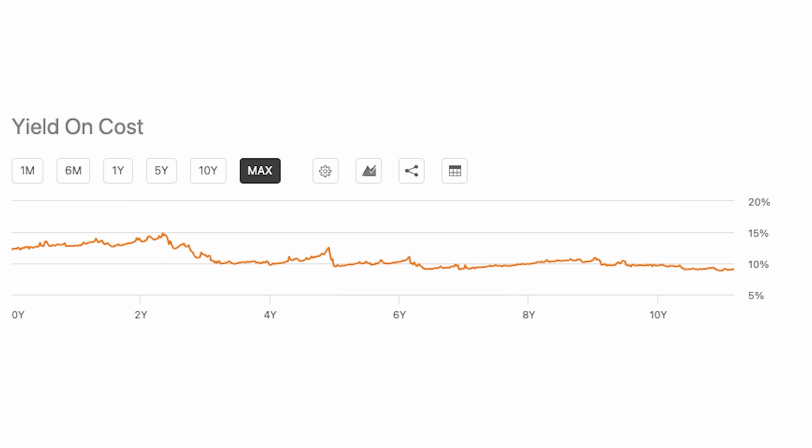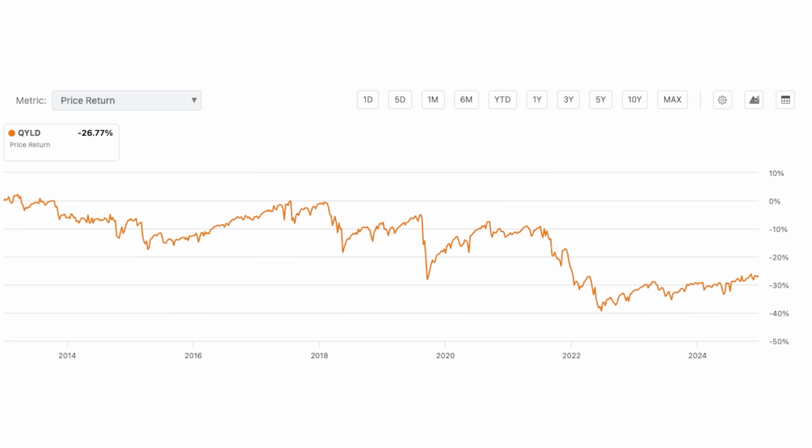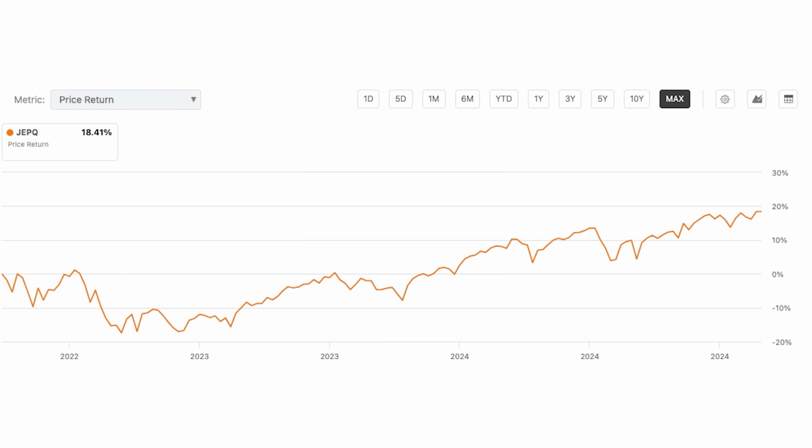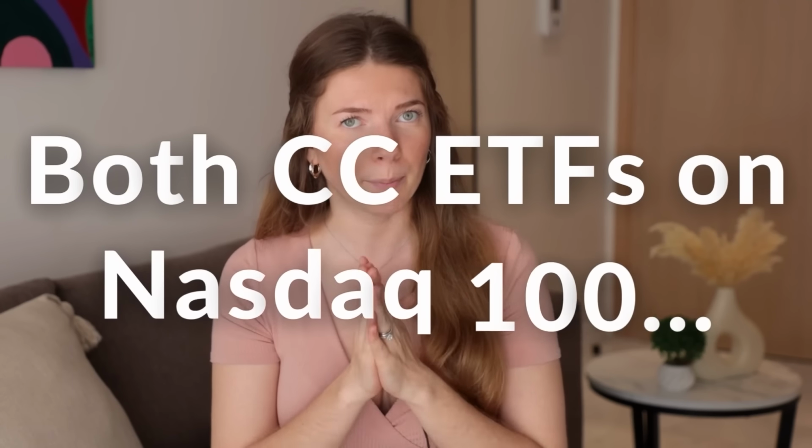So first things first, let's take a look at their yield on cost chart. When looking at QYLD, you notice a downward trending chart in comparison to JEPQ, which has an upward trending chart. So immediately you have a very strong indication of which one is the better investment. QYLD clearly suffers from NAV depletion, while JEPQ is able to accumulate NAV. But how? They're both covered call ETFs on the same index.